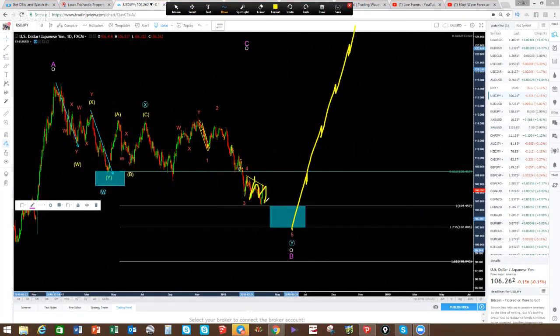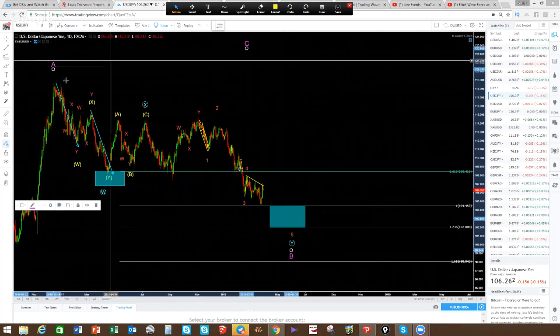So here we're getting this V pattern entering here with divergence, confirmed with the sequence. We're going to get this big move to the upside. So let's keep an eye out for signs of reversal here.